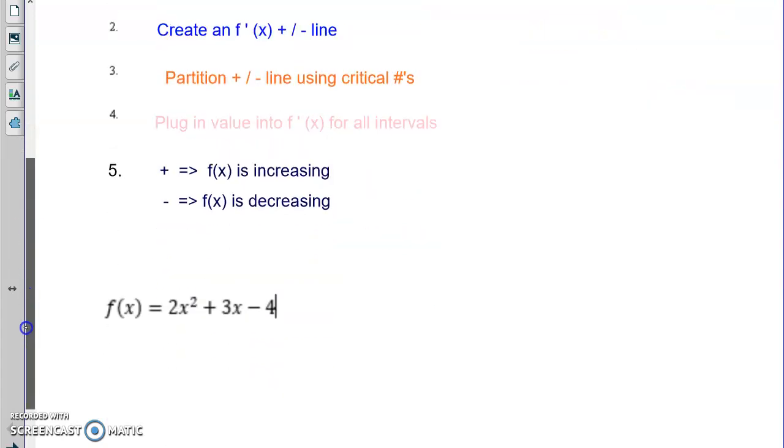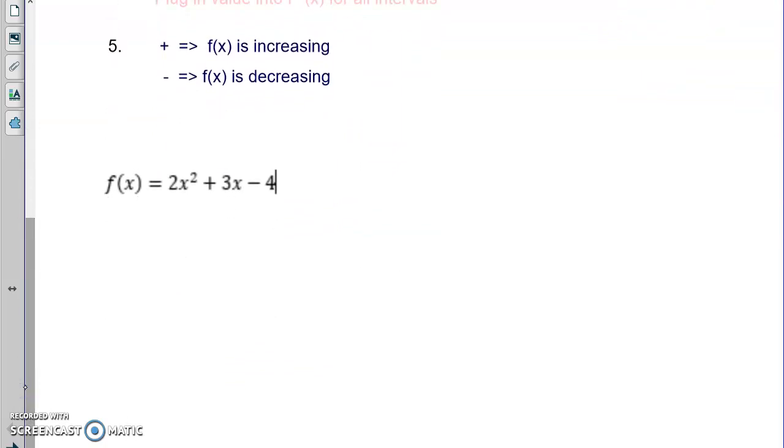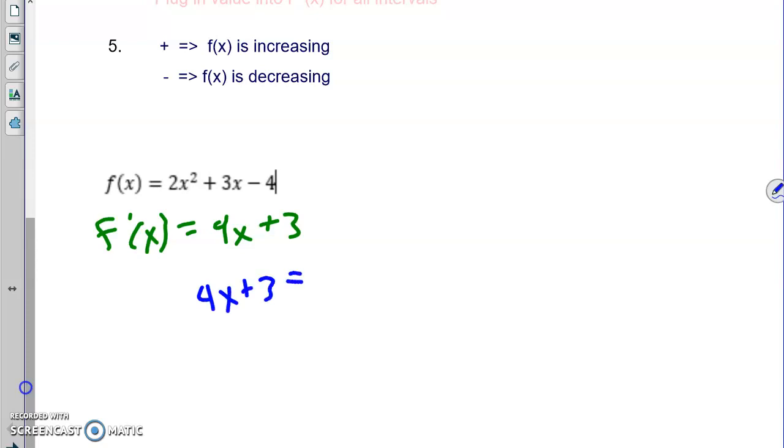Let's put this into action on this example right here. So step 1, let's find f prime using that power rule. Derivative of 2x squared is 4x, derivative of 3x is 3, derivative of 4 is 0. So now we're going to evaluate the critical number, which means we're going to set that f prime equal to 0 and solve. I can do that pretty quickly. Subtract 3, divide by 4. So x is negative 3/4. That's the partition on my plus minus line.